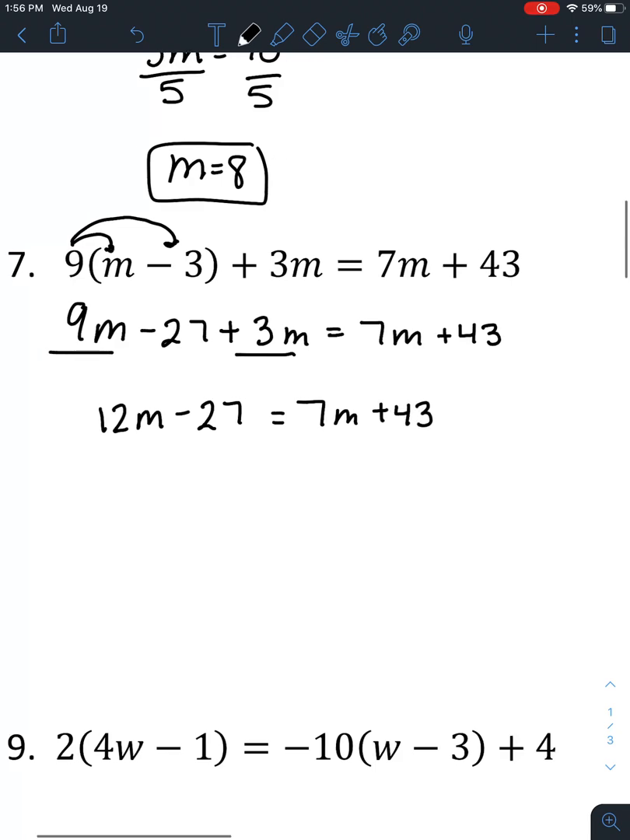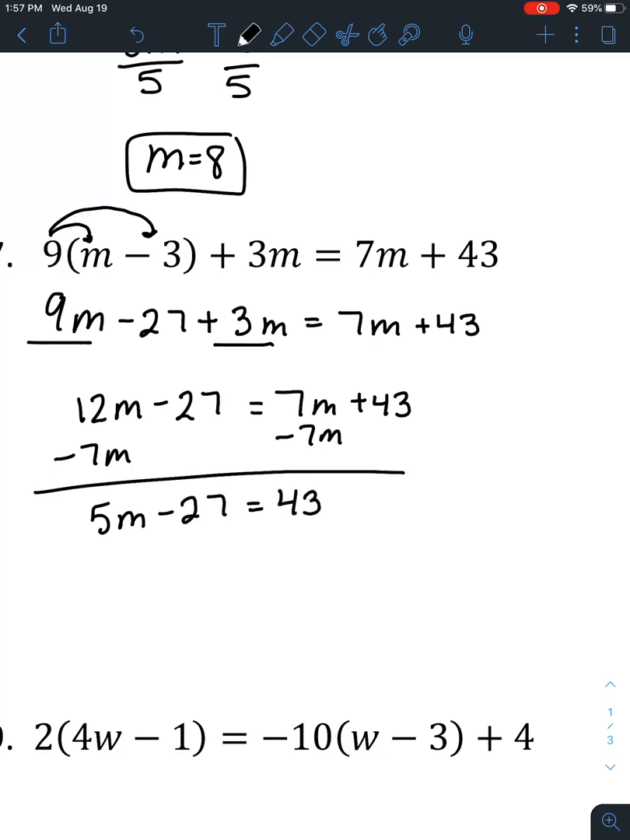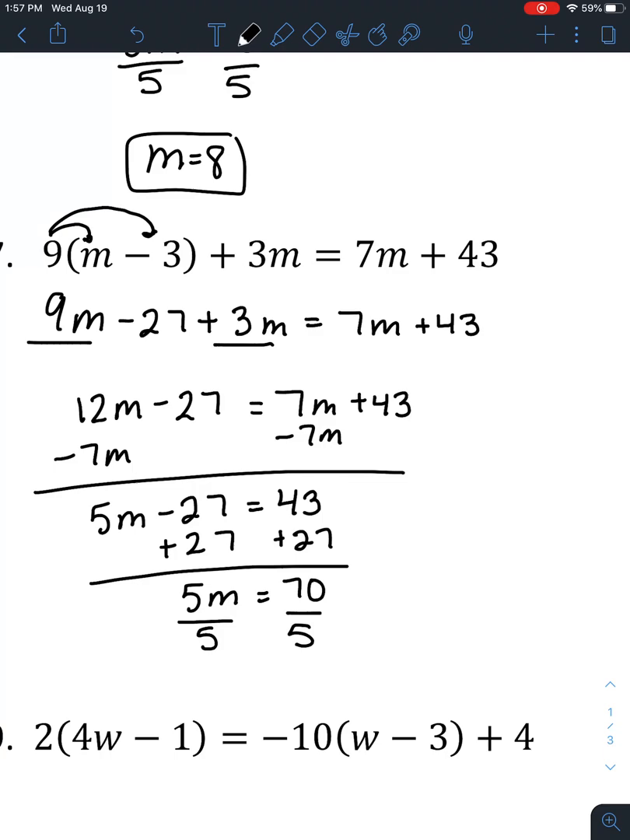Move your smaller variable, so I'm going to move my 7m to the other side, so I'm going to minus 7m. 12 minus 7 gives me 5m minus 27 equals 43. All right, almost there. Add 27 to both sides. So that gives me 5m equals 70. Divide by 5. So that gives me 70, m equals 14.